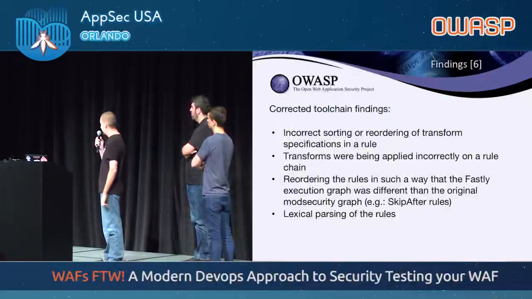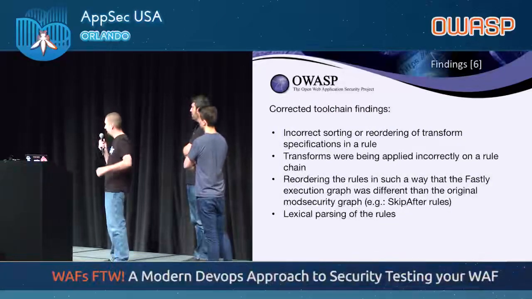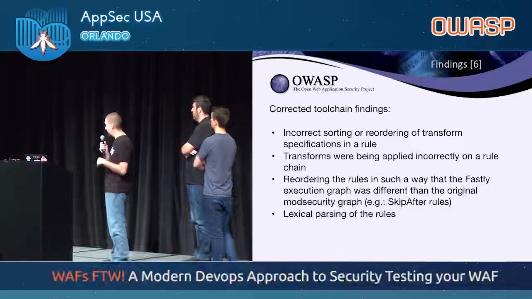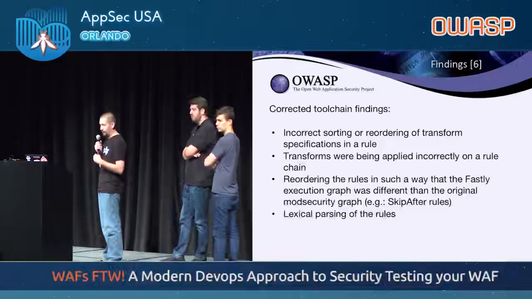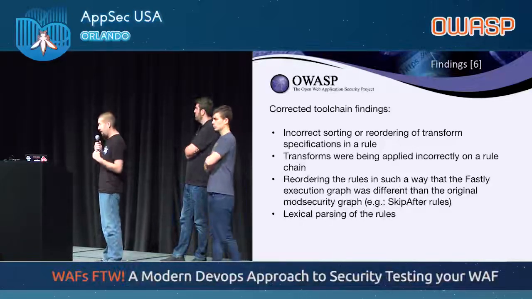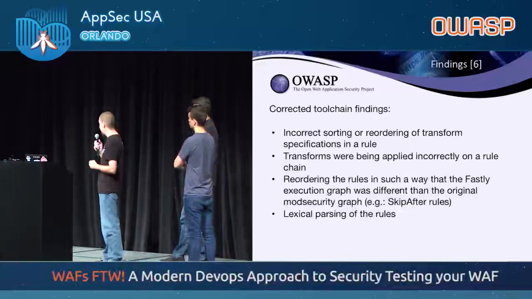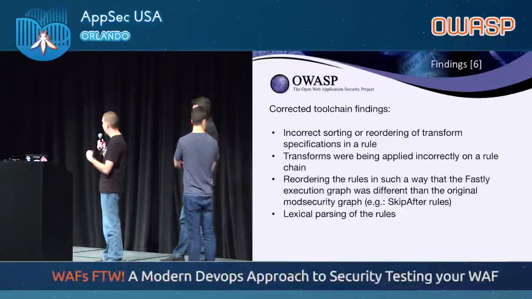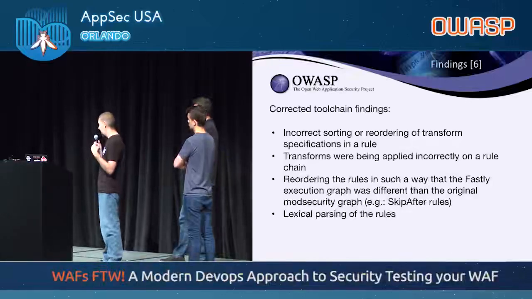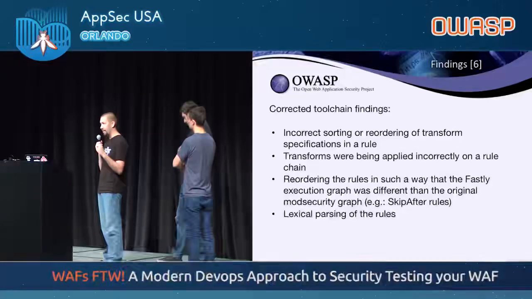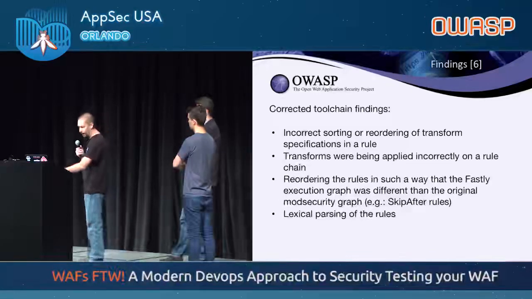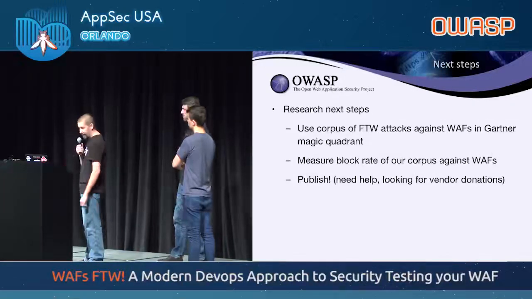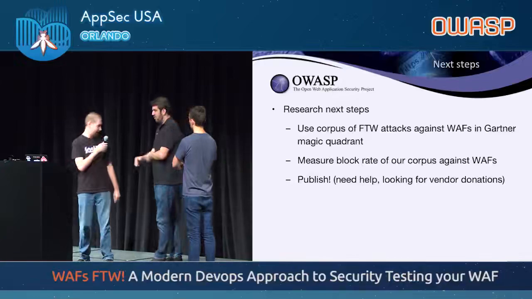So the other things that we found were within our toolchain. As we were worried when we were doing all this engineering work, we wanted to make sure that everything was working properly. There were things like incorrect sorting and reordering of transform operations, areas where we might have been applying transforms to incorrect rules within chained rules, reordering rules in such a way that the execution of our code would differ from the execution of ModSecurity, and lexical parsing errors. And with that, I will pass to Chaim.